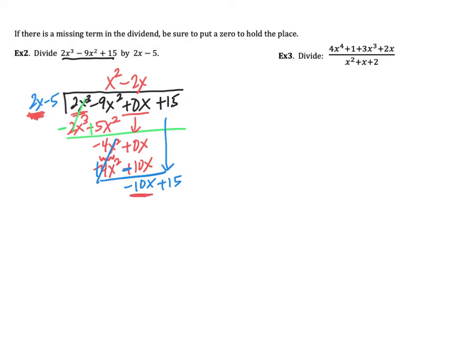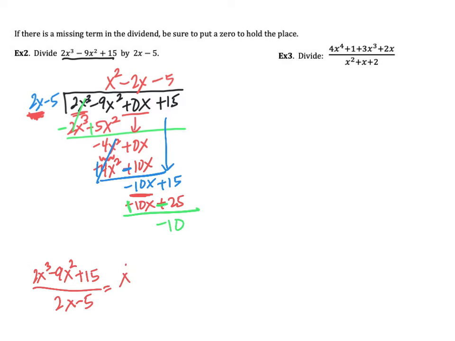Okay, next, we're doing the same thing. Negative 10x divided by 2x is negative 5. I multiply through. Negative 5 times 2x is negative 10x. Negative 5 times negative 5 is positive 25. I subtract, which means I change the signs, and I get a remainder of negative 10. So when I do my long division, what would I get? So 2x cubed minus 9x squared plus 15 divided by 2x minus 5 is equal to x squared minus 2x minus 5 minus 10 over the divisor.